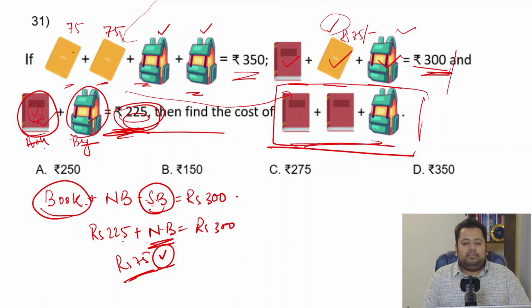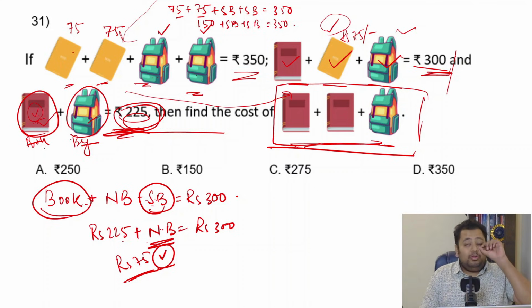If this 2 is 75, so we now know that 75 plus 75 plus school bag is equals to 350. 75 plus 75 is how much? It is 150 plus school bag is 350, right? So what do you add to 150 to get 350? So you'll have to add 200. So this becomes 200 now.